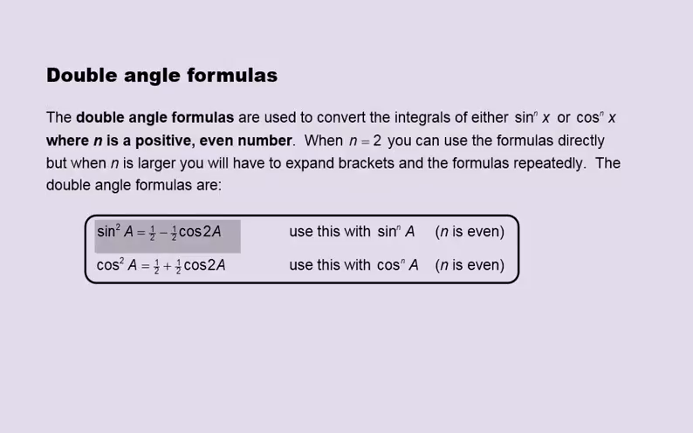sine squared of a equals 1/2 minus a half multiplied by the cosine of 2a. Use this with sine to the power n of a when n is even. Cos squared a equals a half plus a half multiplied by cos of 2a. Use this with cos to the power n of a where n is even.